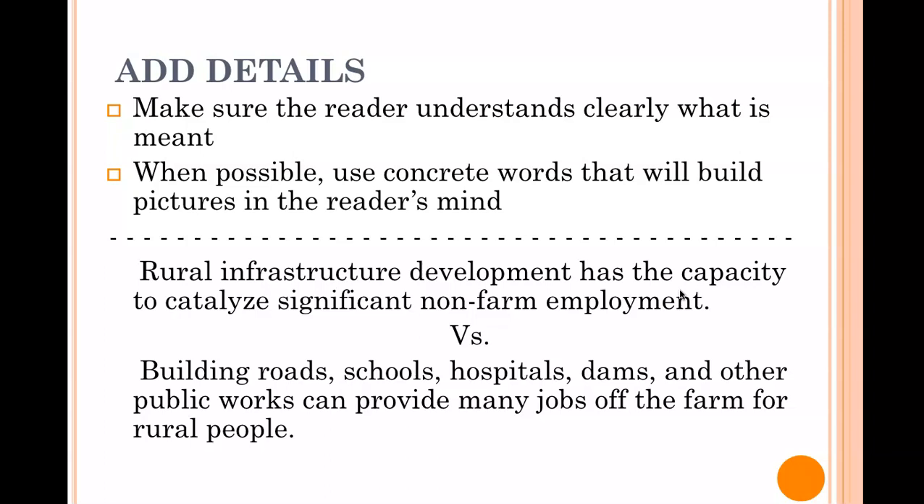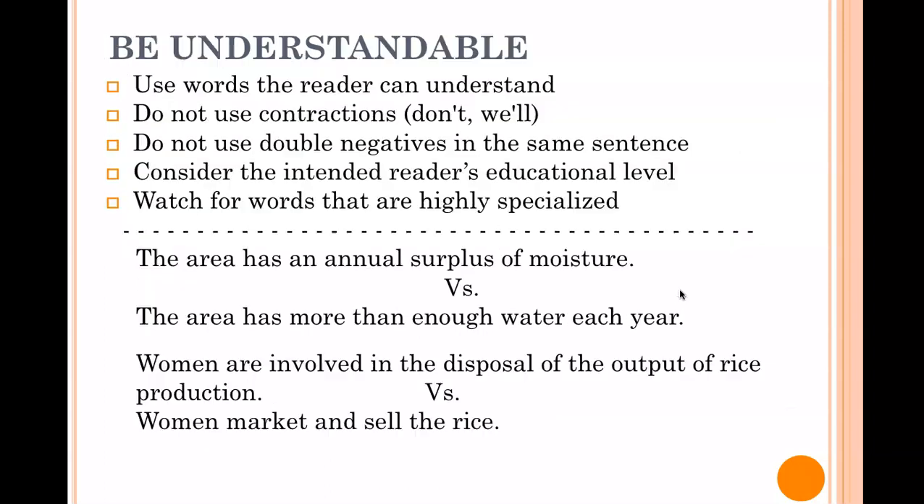Take the example: "Rural infrastructure development has the capacity to catalyze significant non-farm employment." It can be better if we write: "Building roads, schools, hospitals, dams, and other public works can provide many jobs to the farm people living in the rural areas." So this will be more precise and more understandable, and readers will understand the details that you want to provide in the paper. Be understandable. Use words that the reader can understand.